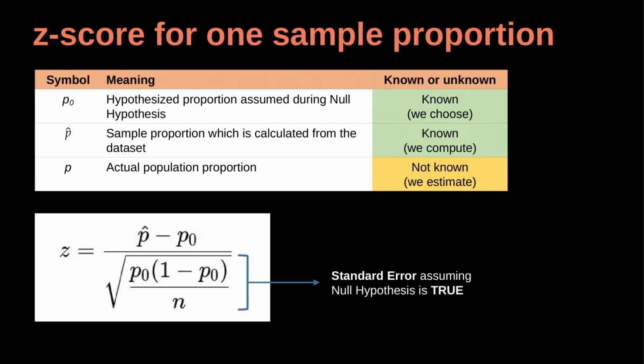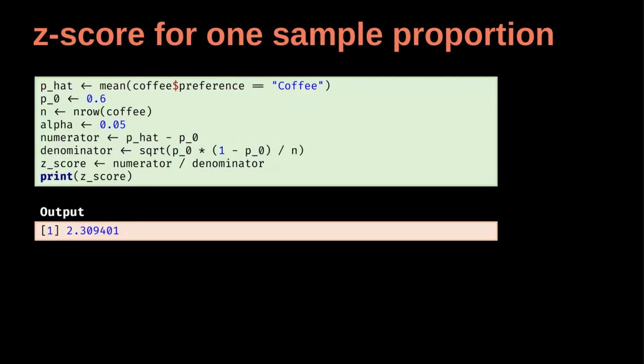The formula tells us how many standard deviations away our sample proportion P hat is from the hypothesized value P0, assuming the null hypothesis is true. The z-score helps us determine how extreme our sample result is and whether it is statistically significant. Let's see how to compute the z-score for one sample proportion test.